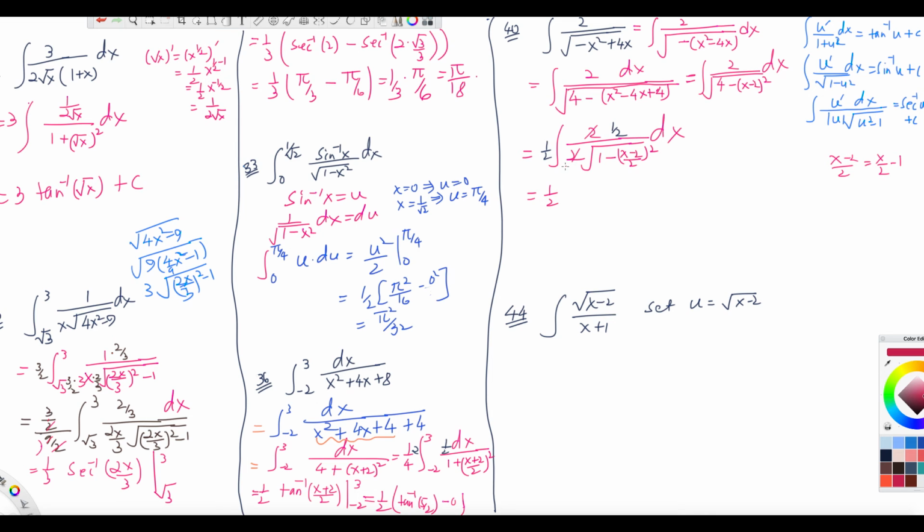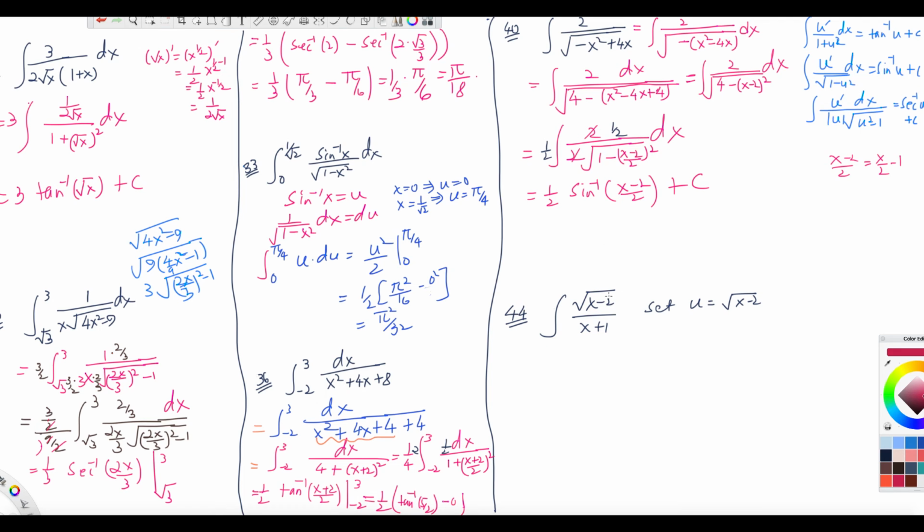On question number 40, there is no limit of integration, so we are okay. And then that can be written as sine inverse of (x minus 2) over 2, okay, and then plus c. That is the final answer, okay.